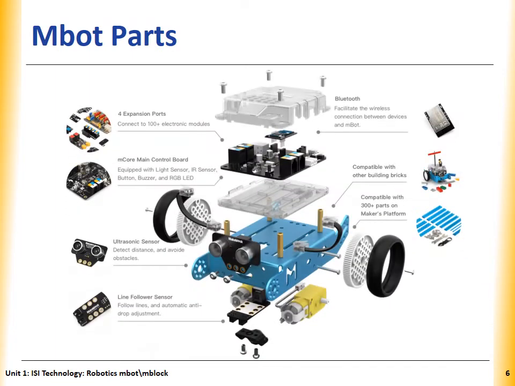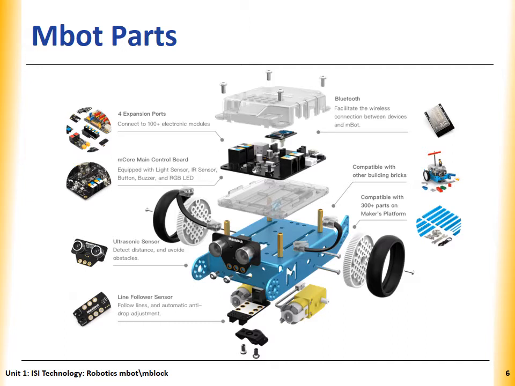Okay, let's talk about the mBot parts. In the kit, we have the M-Core main control board or the motherboard, which is equipped with the light sensor, infrared sensor, button, buzzer, and RGB LED. Also, we have another sensor called ultrasonic sensor, which detects the distance and avoids obstacles. We have another sensor which is called line follower sensor, which follows lines and has automatic anti-drop adjustment.